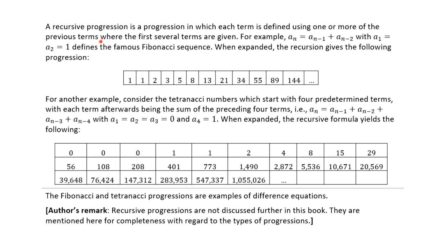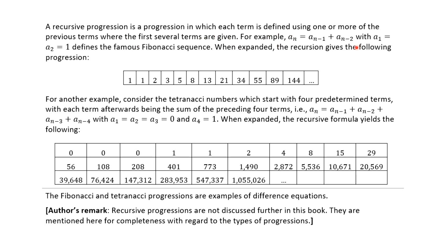So there are other types of progressions. We're not going to need those for our work in financial mathematics, but just for completeness, I have a few examples on this slide here. So a recursive progression is a progression in which each term is defined using one or more of the previous terms where the first several terms are given.